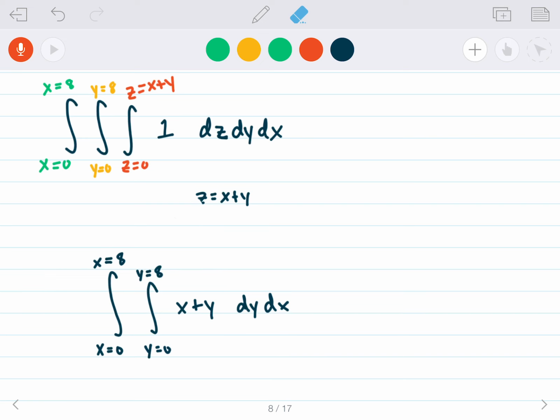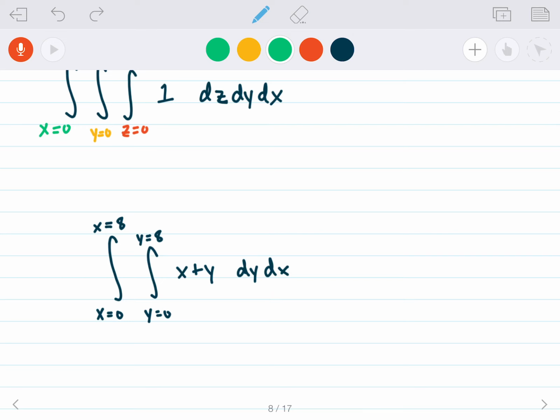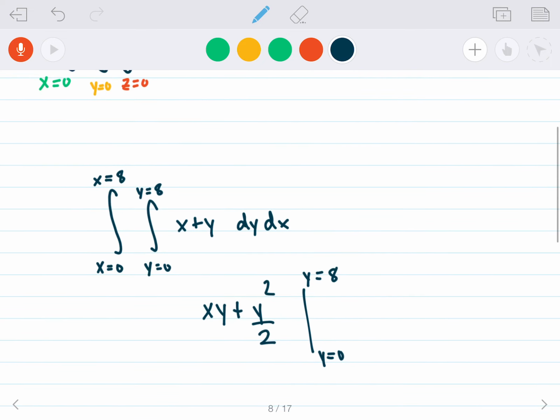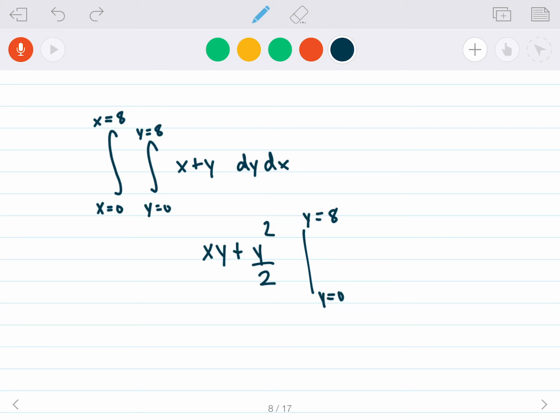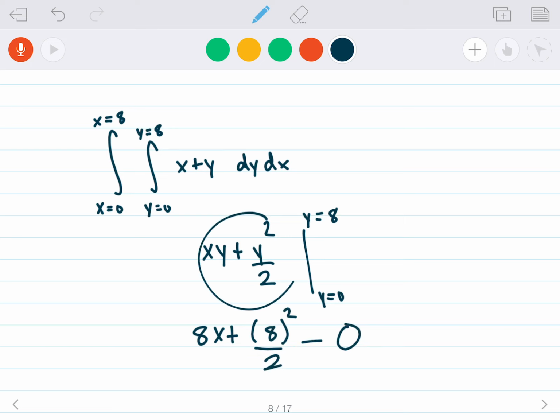Okay, so now first I need to treat x as if it's constant since I'm integrating with respect to y first. So this is going to be xy plus y squared over 2 from y equals 0 to y equals 8. Right, I just held x constant, treated it like it was a constant, and integrated with respect to y. So if I plug in 8 for y, I get 8x plus 8 squared over 2 minus, and then that whole thing is just going to go to 0 when you plug in 0 for y. Cool. All right, so that is that.